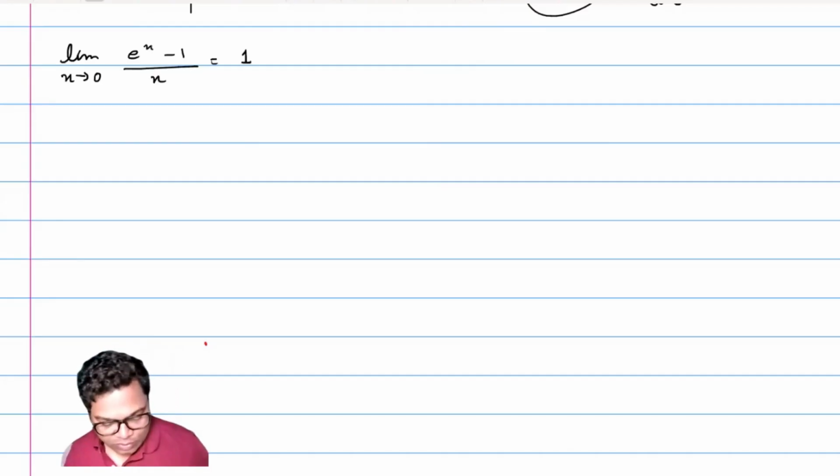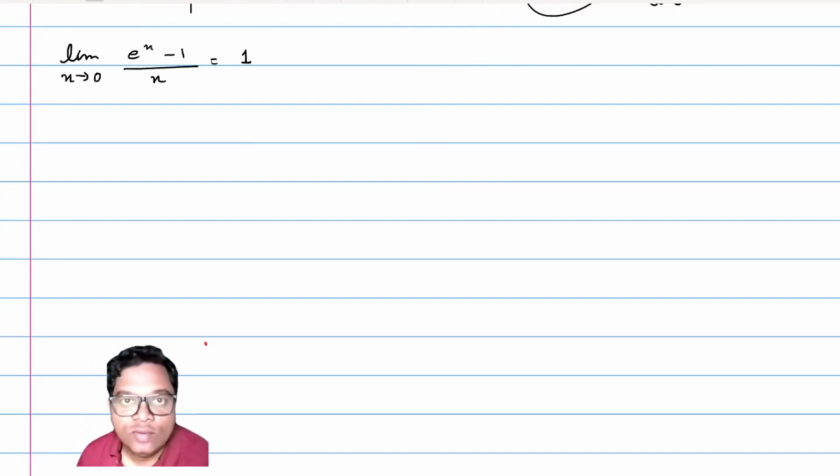limit x tends to 0, (e raised to x minus 1) upon x is 1. So this is a property, and we are going to write a proof of this. Okay, so here we are going to use a definition of e raised to x in the form of, now e raised to x is expressed in different ways.